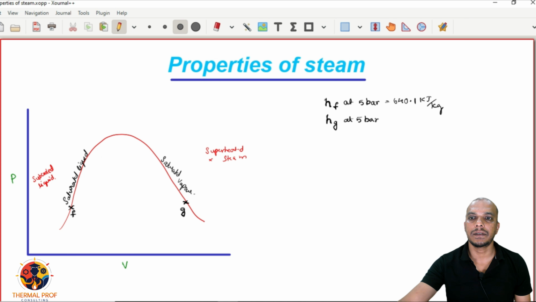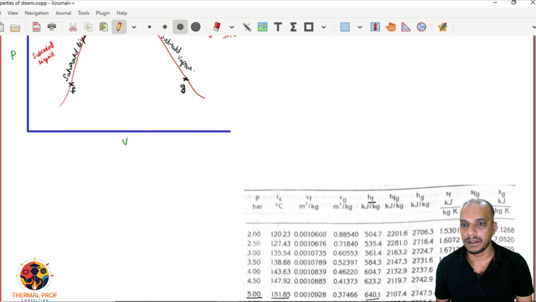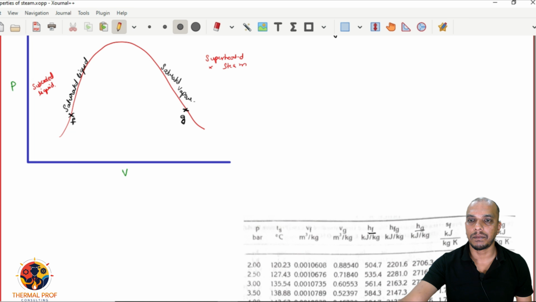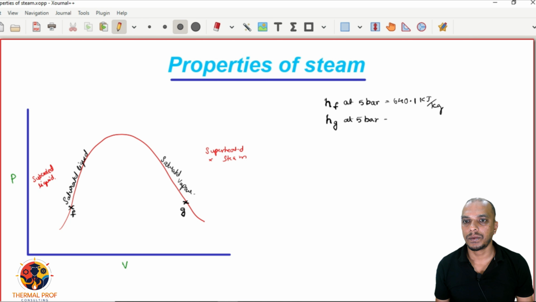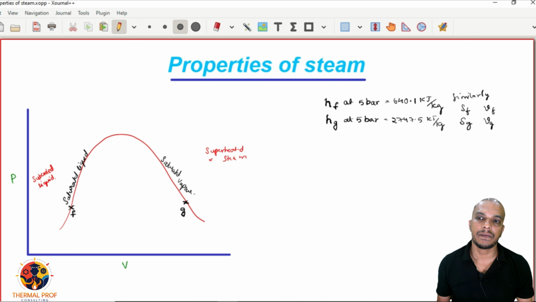whichever question is asked, we can solve that. Now, hg is here. At 5 bar, the enthalpy of saturated vapor or dry saturated steam is 2747.5 kilojoule per kg. Similarly, I can find out entropy of saturated liquid, entropy of saturated vapor, vf, which is specific volume of saturated liquid, vg, which is specific volume of saturated vapor. We can find out at any given pressure.